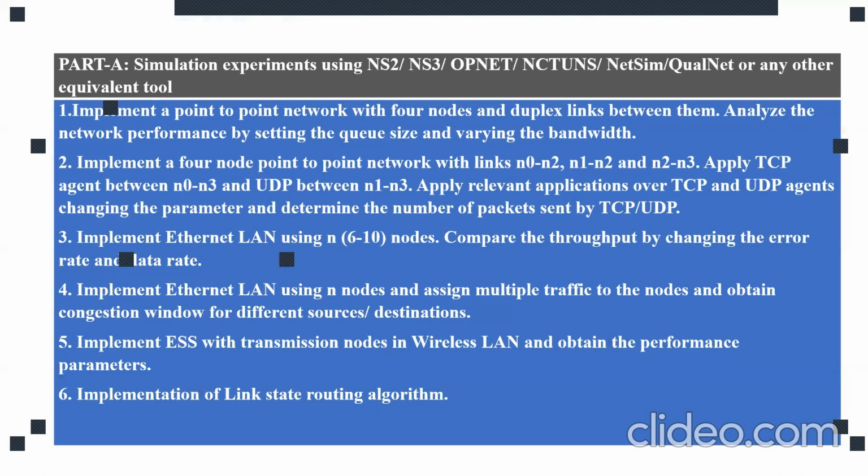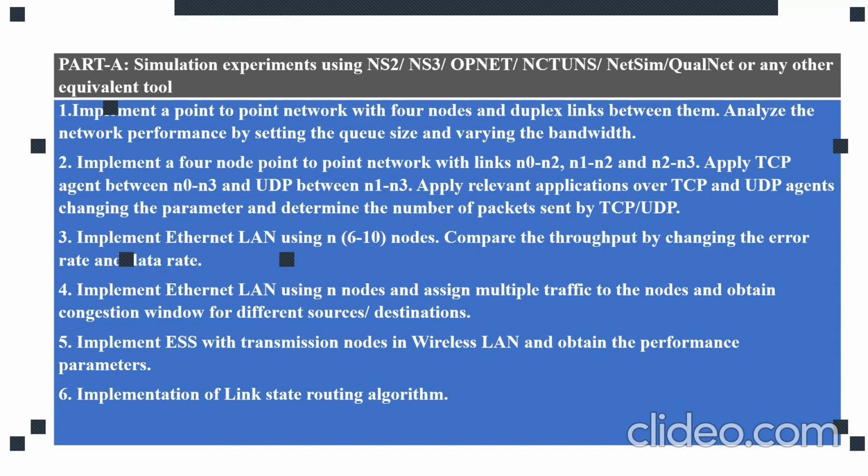So in part A, you are going to simulate some experiments where you will be implementing a point-to-point network with a number of nodes, giving duplex links between each of the nodes and checking the network performance. And the second one is a 4-node point-to-point network, and the point-to-point nodes are given as N0 to N2, N1 to N2, N2 to N3. So the path is also clearly given in the question.